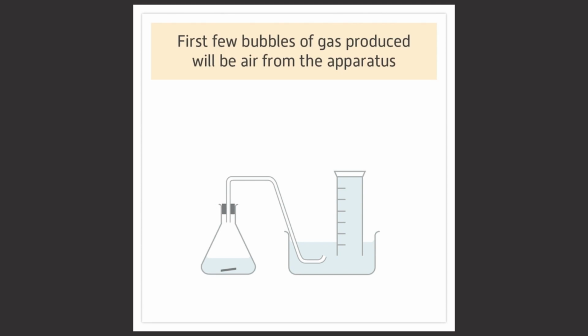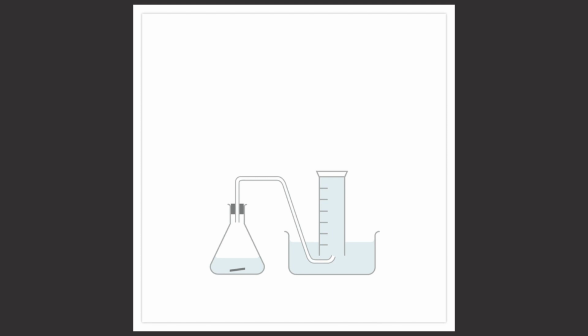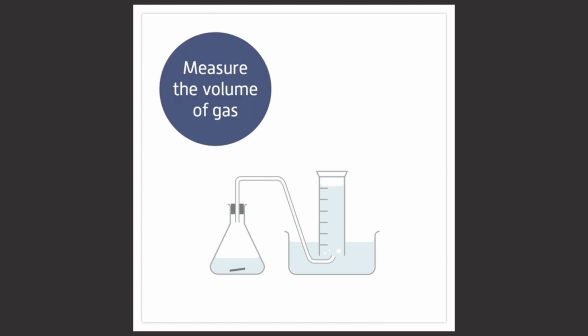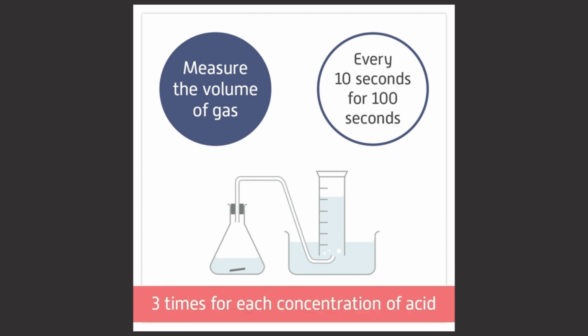The first few bubbles of gas produced will be air from the apparatus. This doesn't matter because the air is being pushed out by the gas being made by the reaction in the flask. Now, move the delivery tube under the measuring cylinder and measure the volume of gas every 10 seconds for 100 seconds. Repeat this 3 times for each concentration of acid.